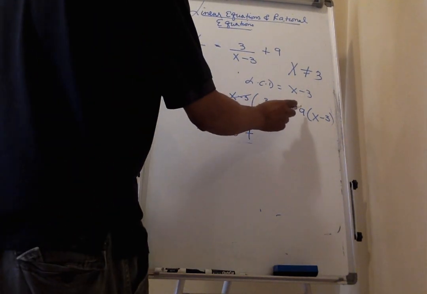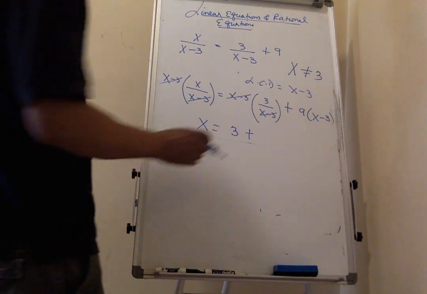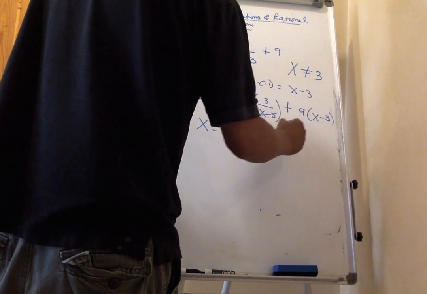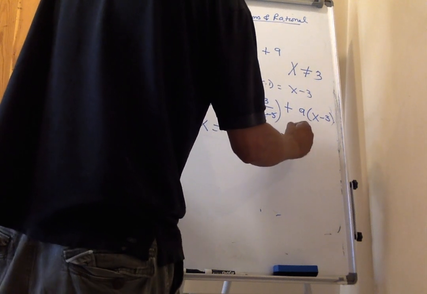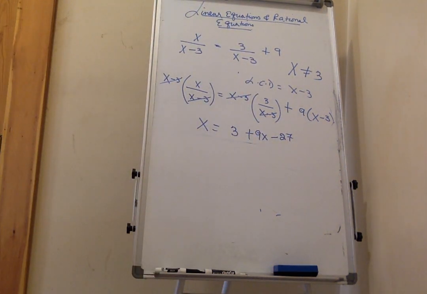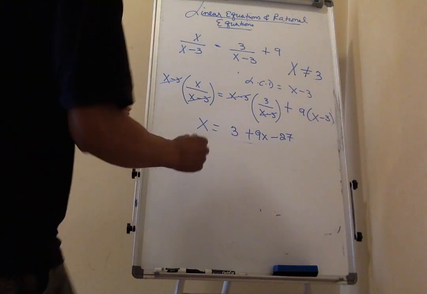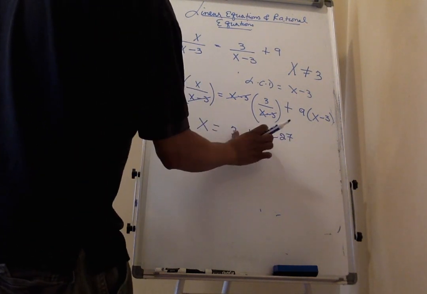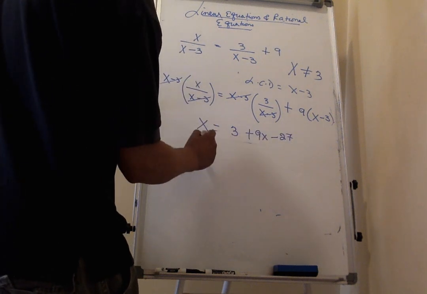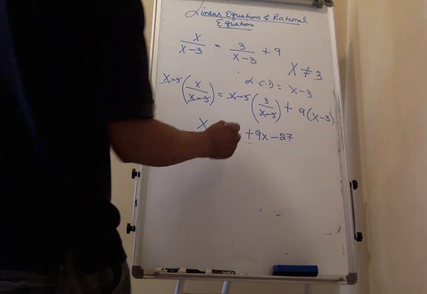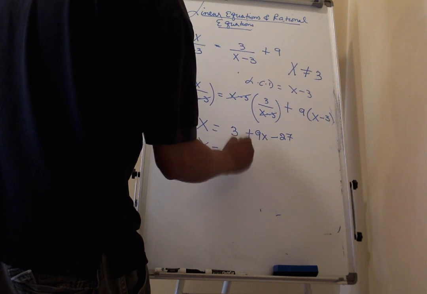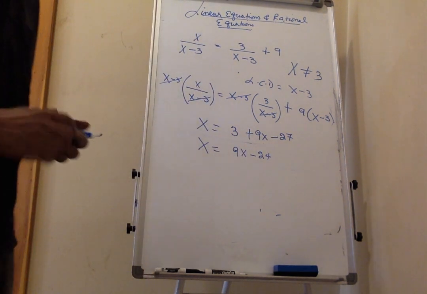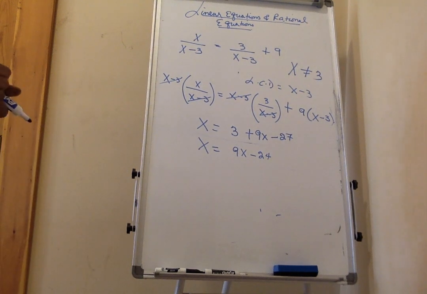Now go ahead and distribute 9 to everything inside. 9 times x is 9x. 9 times negative 3 is negative 27. Right? So now you have, let's bring these two together, 3 and negative 27. So meaning what? Combining like terms. So you would end up with 9x minus 24, because minus 27 plus 3 is minus 24.